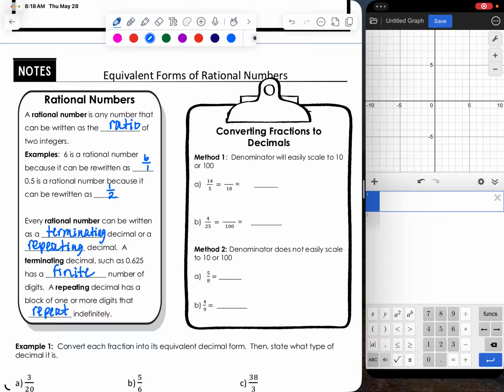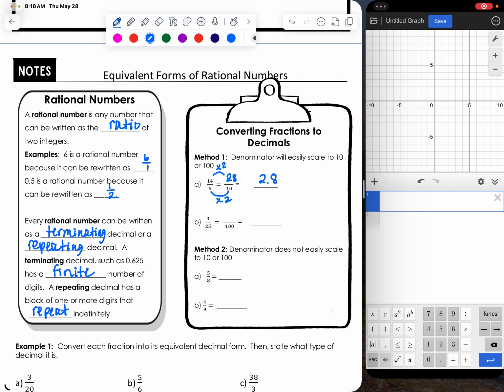I also notice that my denominator is 5, and that will easily scale to 10 if I multiply it by 2. So if I scale the 5 by 2, then I have to also scale the 14 by 2, which would be 28. And then we know 28 tenths is the same thing as 28 divided by 10, or 2.8. So that's one way you can turn a fraction into a decimal mentally. If you know it will scale to 10 or 100, you can do that in your head pretty easily.